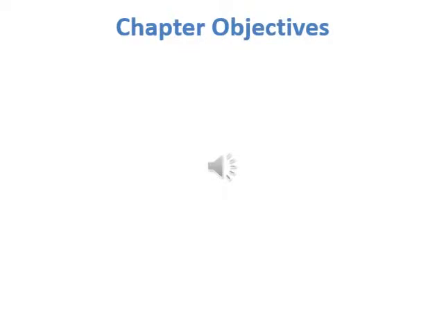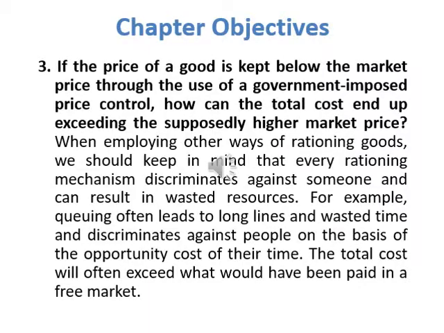Chapter Objectives. 3. If the price of a good is kept below the market price through the use of a government-imposed price control, how can the total cost end up exceeding the supposedly higher market price? When employing other ways of rationing goods, we should keep in mind that every rationing mechanism discriminates against someone and can result in wasted resources.